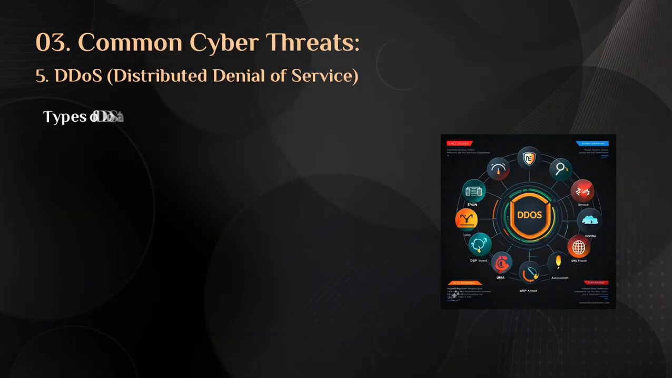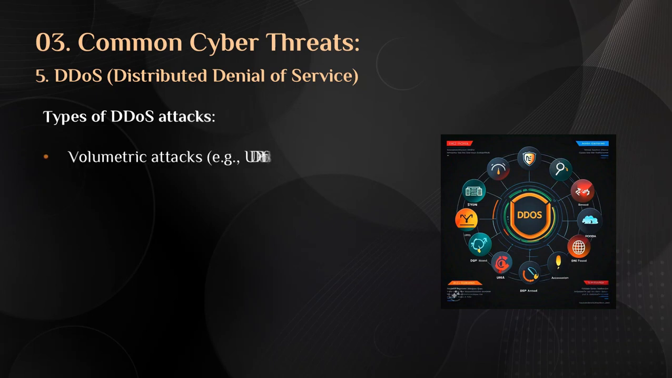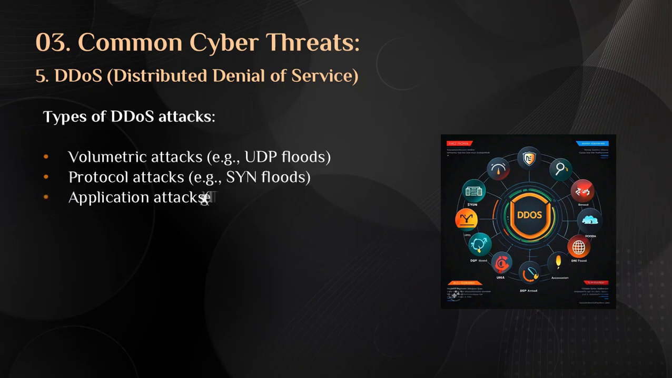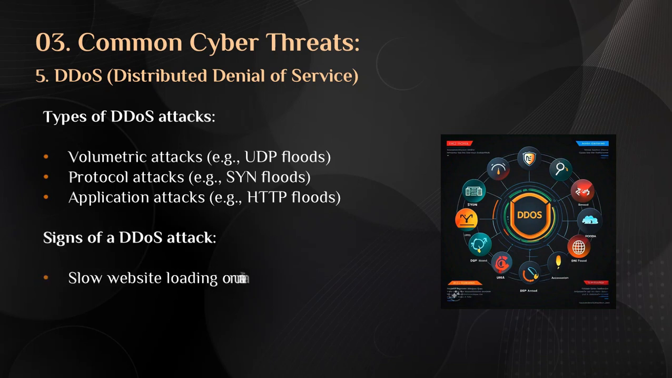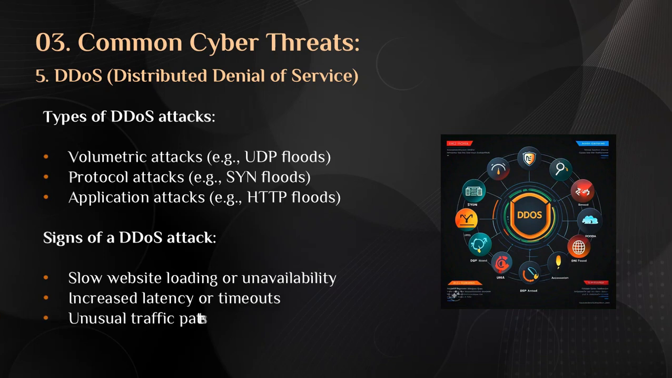Types of DDoS attacks. Volumetric attacks, e.g. UDP floods. Protocol attacks, e.g. SYN floods. Application attacks, e.g. HTTP floods. Signs of a DDoS attack: slow website loading or unavailability. Increased latency or timeouts. Unusual traffic patterns.